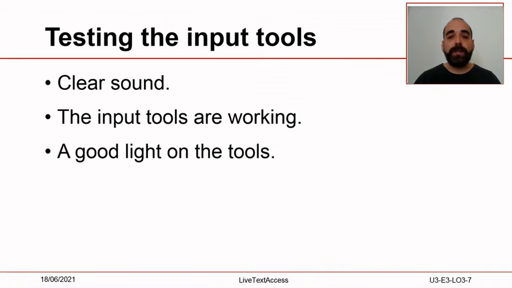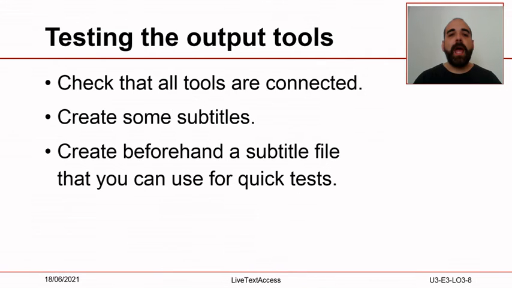You don't want to waste time because you can't find a key on your keyboard. If you're working for an event where you can't use much lighting, use a small light to illuminate your tools without disturbing the event. Now you want to test your output tools. First of all, check that all tools are connected and that all cables are working. The best way to check that everything is connected and working as it should is to create some subtitles.